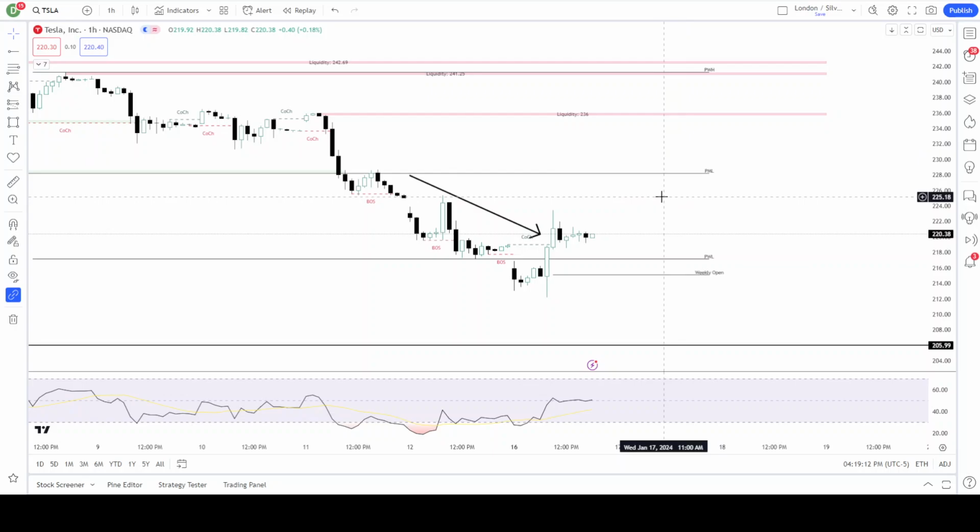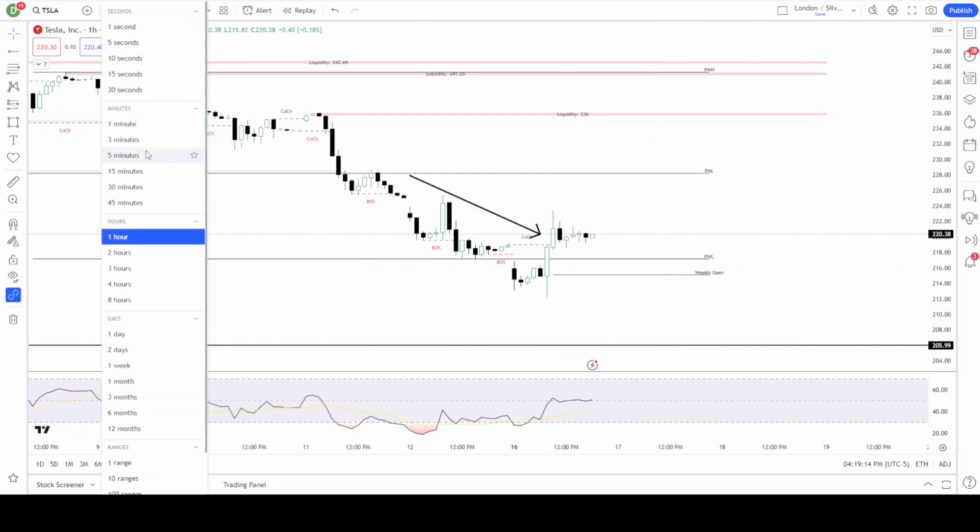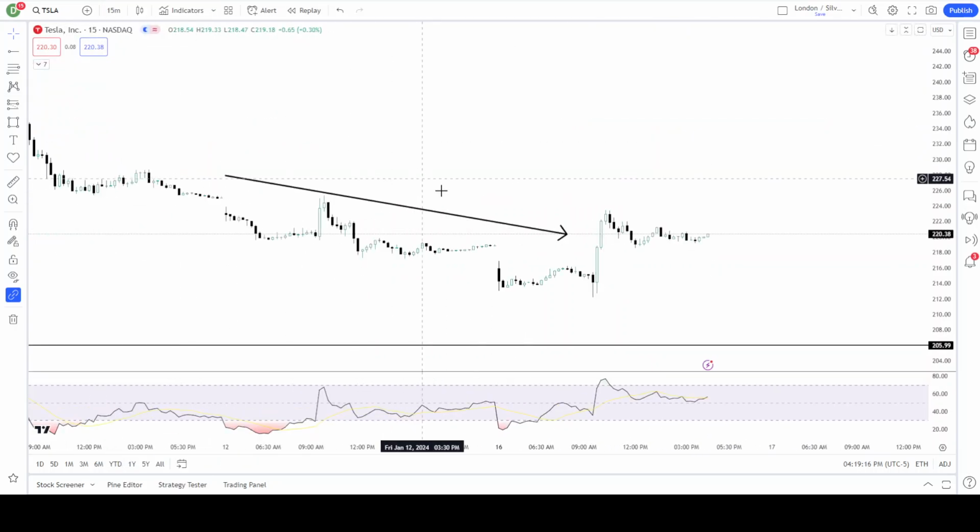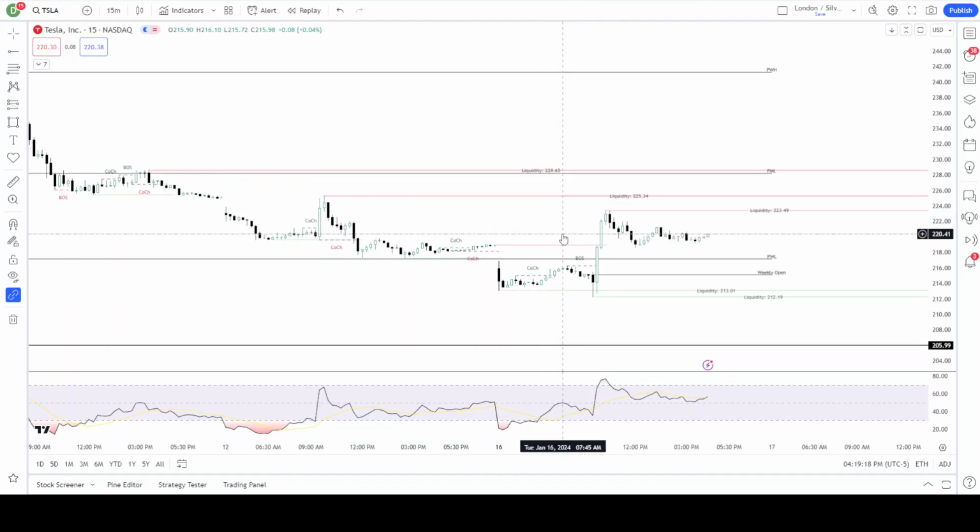If we drop down into the 15-minute chart, it also shows we had that early drop. We ran the low, stole the stops, came back up and got gap fill, and then we just fell short of taking this block right here. We rejected in this block right as we got to it, and then we just kind of faded back and forth between there.